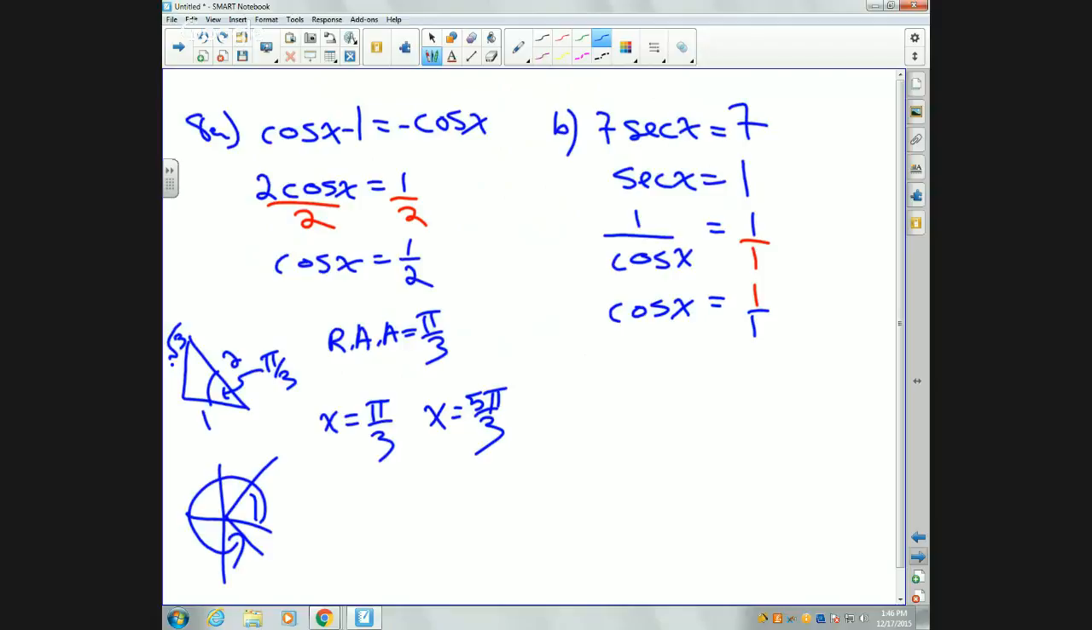So where does cos equal 1? If you look at a graph of cos, it equals 1 right here at 0 and at 2 pi. Any questions about that? All right, here's where things started to fall apart for many of you.